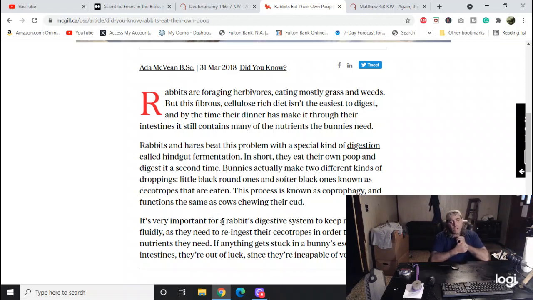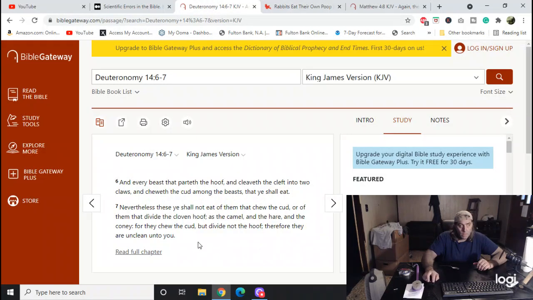So rabbits do not chew their cud. They eat their feces. So when the Bible tells you that rabbits chew their cud, it's a bunch of crap. Now, I think the God that created these rabbits could have maybe done a better job, because he knew they were going to eat plants, grass. So couldn't he design a better system where it digests?